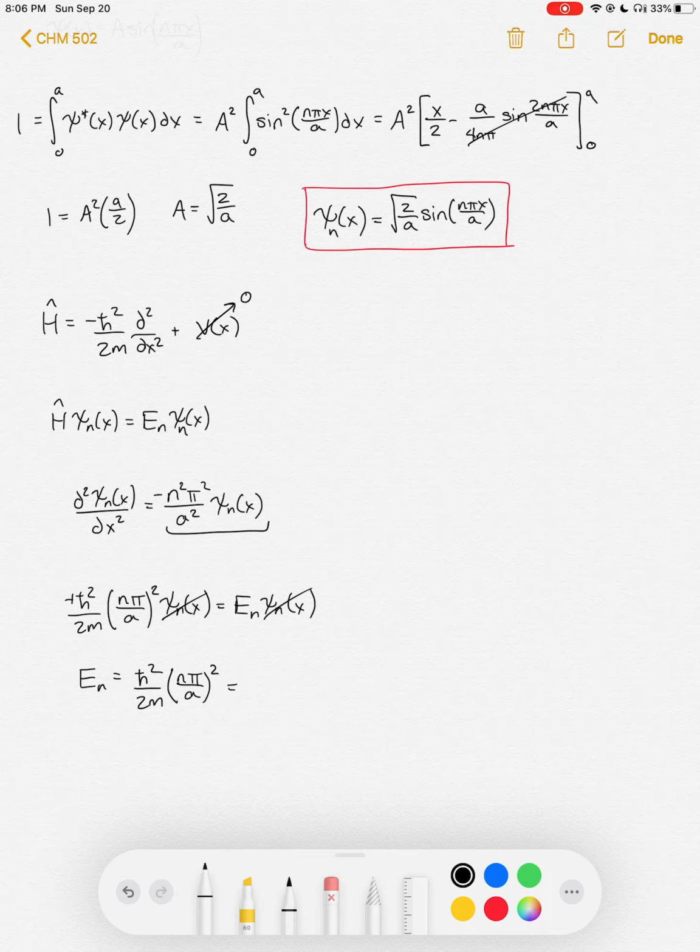Now we'll do some simplification here. We'll recognize that h bar is h over 2 pi, and that allows us to cancel the pi squared. And when we do that, we end up with h squared n squared over 8ma squared as the energy values for the particle in a one-dimensional finite box. So this is the general strategy that you use to calculate the energy values and the eigenfunctions for any quantum mechanical system that you are interested in.